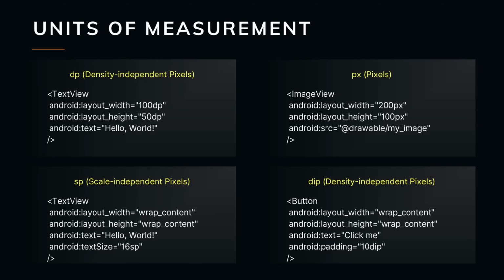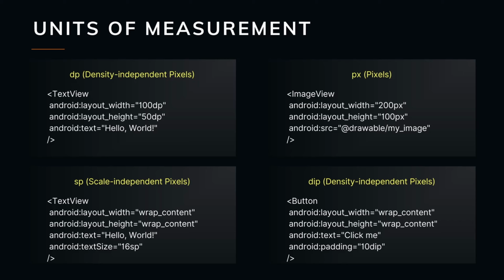Next, we have units of measurement for pixels. In Android, dp, sp, px, and dip are the units of measurement used to define dimensions in the layout and design of Android applications. Each of these units serves a specific purpose, particularly related to screen density and text size.